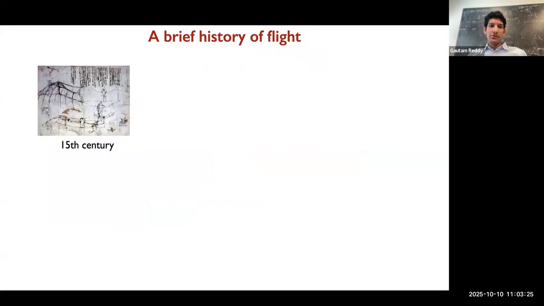If you think about the history of flight, we go back to the 15th century. This is Da Vinci. These are drawings from him, and he was trying to figure out how to make flying machines. And if you look at these drawings, it's pretty clear that he was inspired by birds. So birds kind of told us that flight was possible. And so the first attempts at emulating flight were to build machines that look and behave like birds.